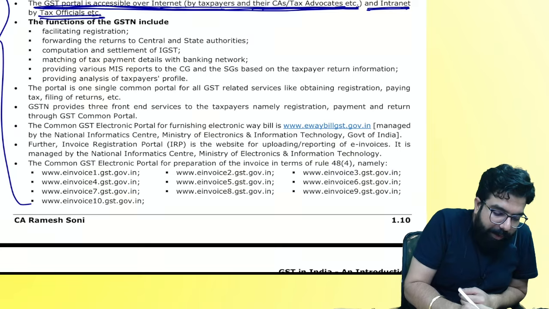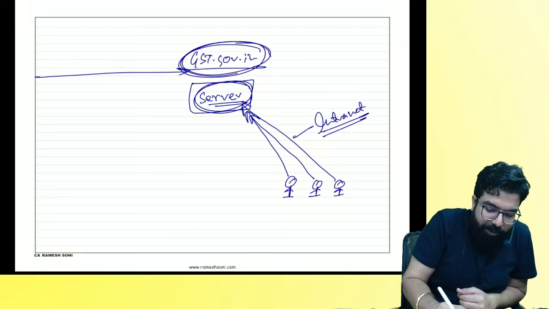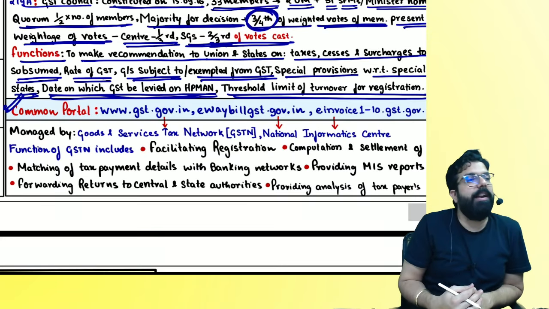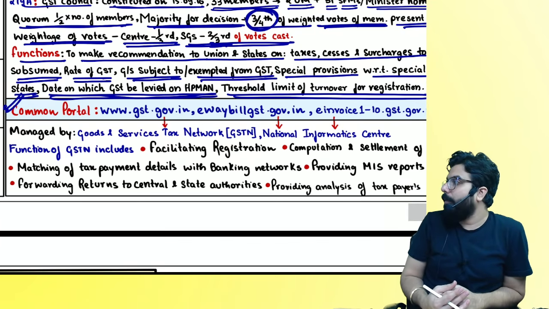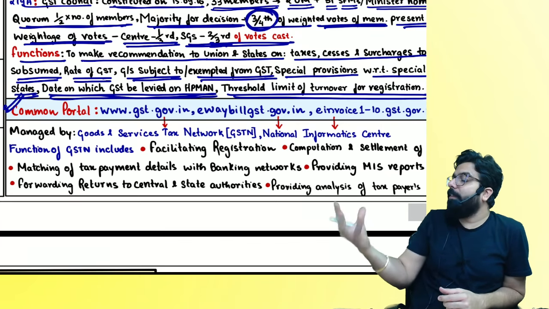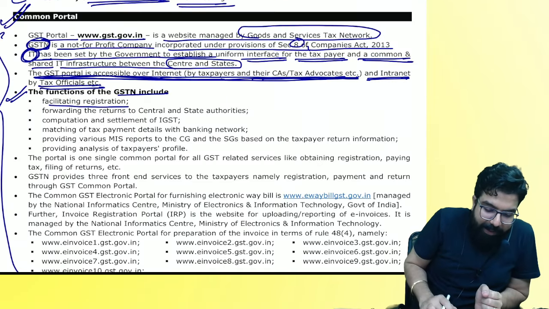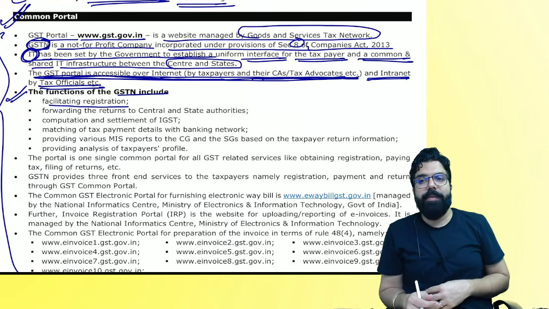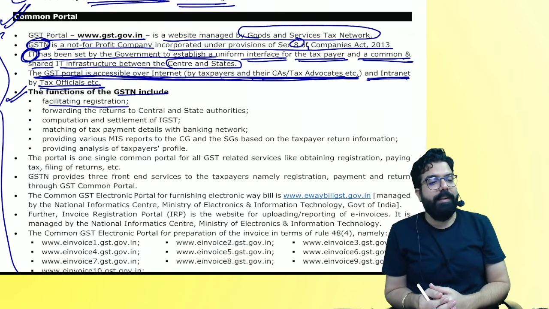Next. What is the function of the Goods and Service Tax Network? The company which created GST.gov, what is their work? Why was it created by the government? To manage the GST portal. Correct, everyone? See over here, it will facilitate. Tell me one thing: when I have to take registration, where will I go? GST.gov.in. So GSTN will do what? It will facilitate registration.